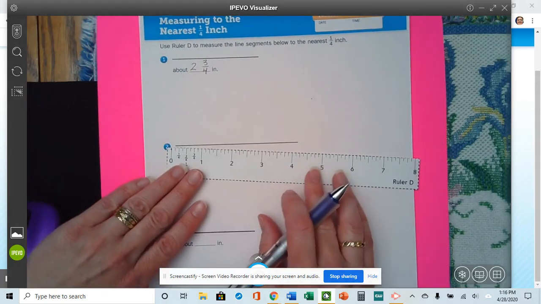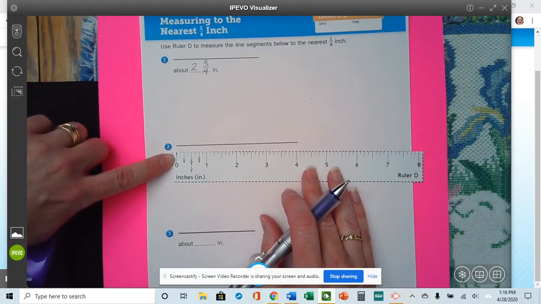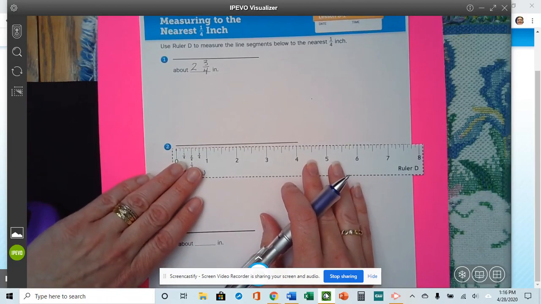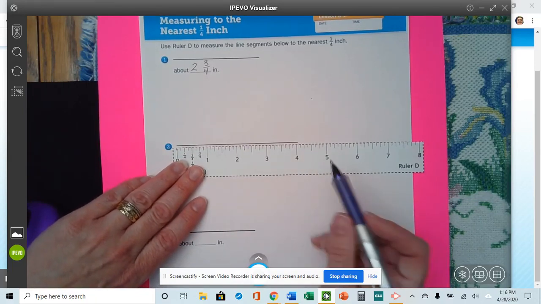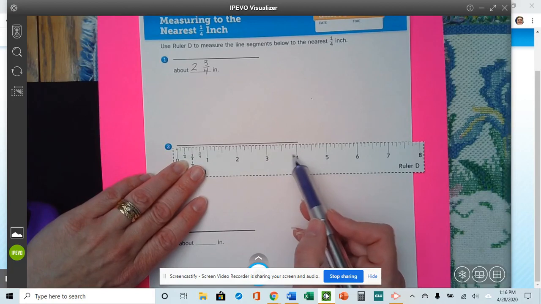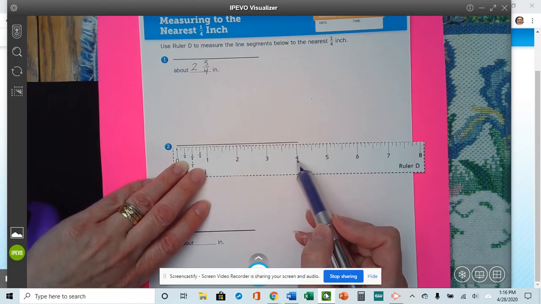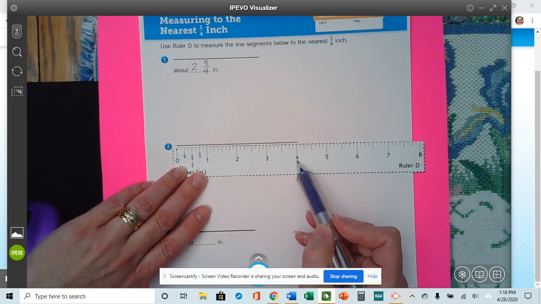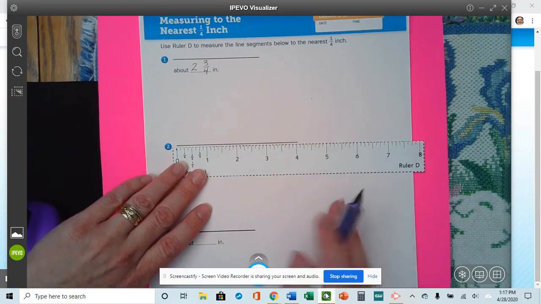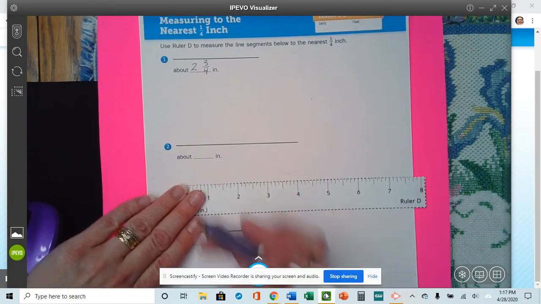Let's look at number 2. Again, we start the line on the 0. And we're going to see what it's closest to. Now, if it's a half or right on the inch, that is also a 1/4 inch, though we wouldn't generally call this. We wouldn't say that this would be 16/4. Okay, so this one's going to be right at 4 inches.